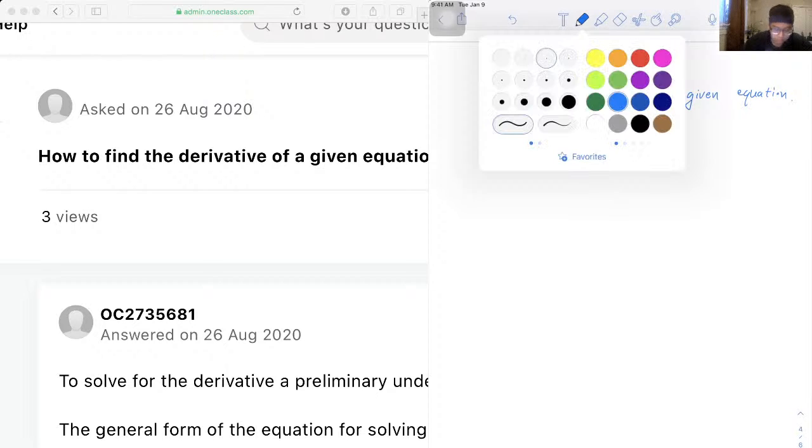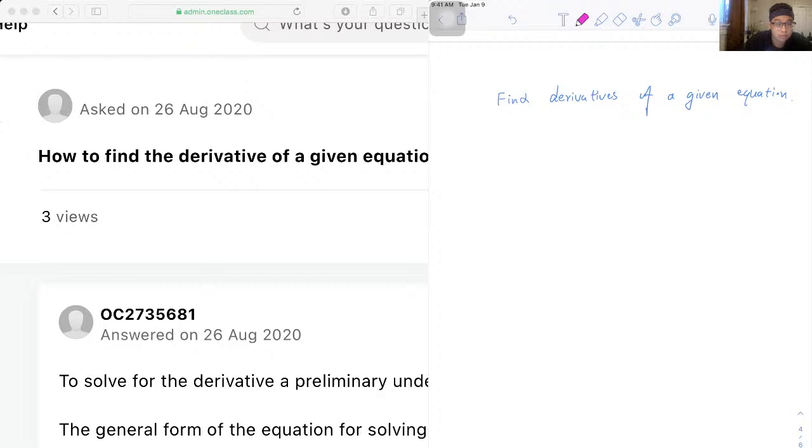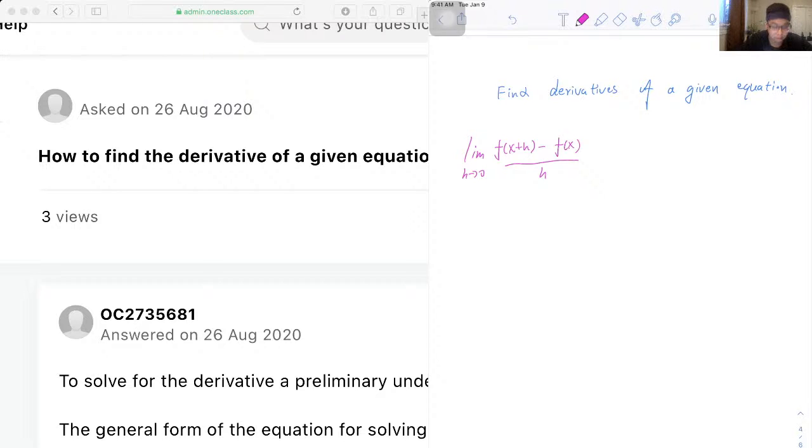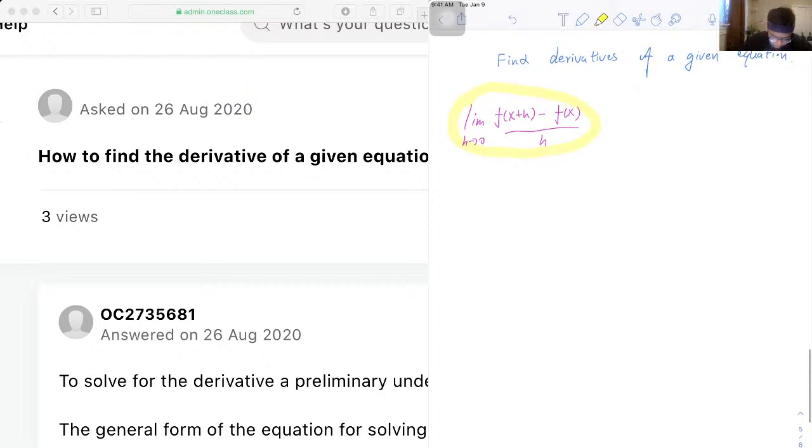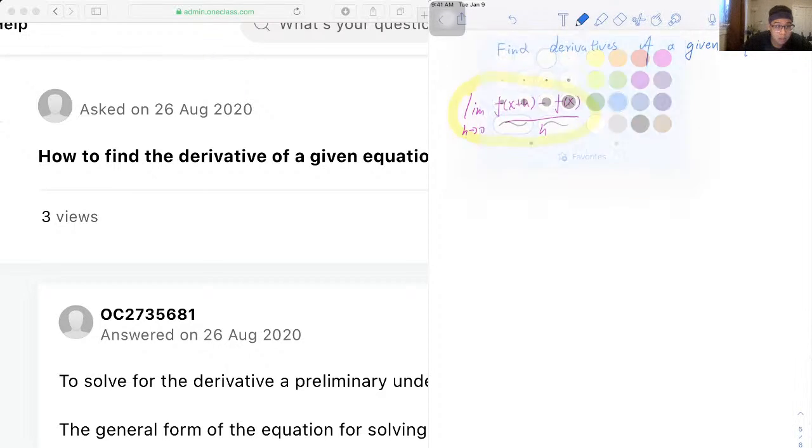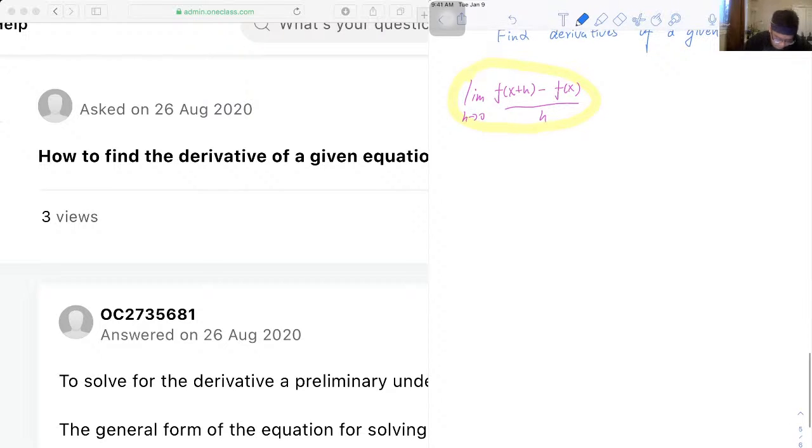So first, let's write down the general form of the equation for solving any derivative, and that is given by the limit as h approaches 0 of f(x plus h) minus f(x) over h. That is very important, so remember this formula. So let's say we need to differentiate the equation f(x) is equal to x squared plus 2x plus 1.